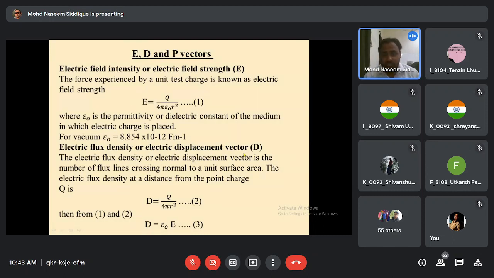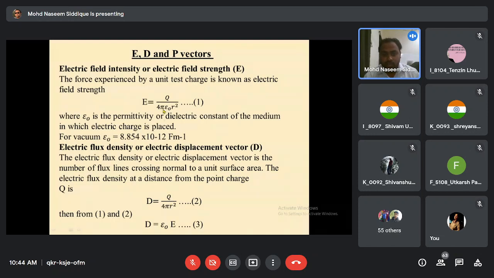But what is the electric displacement vector? The electric displacement vector is only for the free charges. Free electrons. So we define the electric flux density, or electric displacement vector, as the number of flux lines crossing normal to a unit surface area. So the electric flux density at a distance from a point charge is D equal to Q upon 4πr². Here 4πr² is the surface area, and Q is the charge.